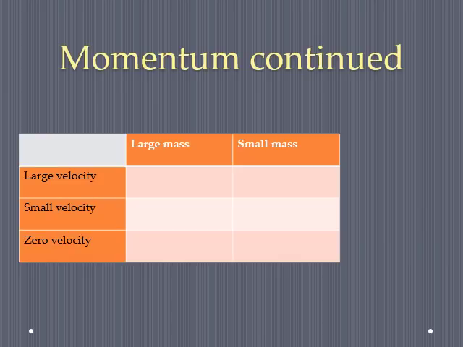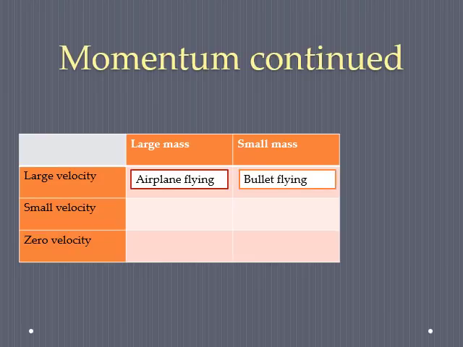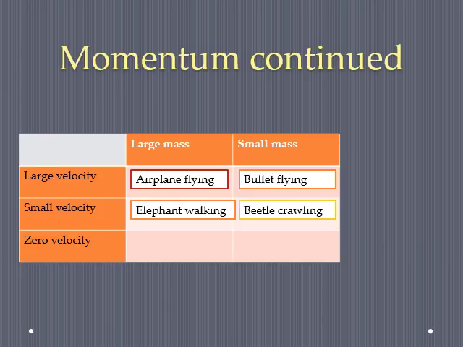Hopefully you filled out your own table. So the example I came up with for a large mass and a large velocity would be an airplane flying. Note that I have to have the object and something about its movement. An airplane sitting at rest is a different momentum situation, so I needed to include that flying piece. Small mass, large velocity, I chose a flying bullet, which is, I think, a common one people think about. Large mass and a small velocity, I mentioned an elephant walking. Small mass and small velocity, a beetle crawling.